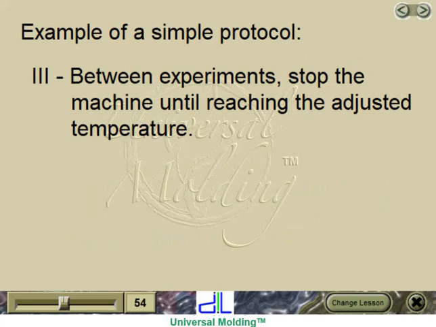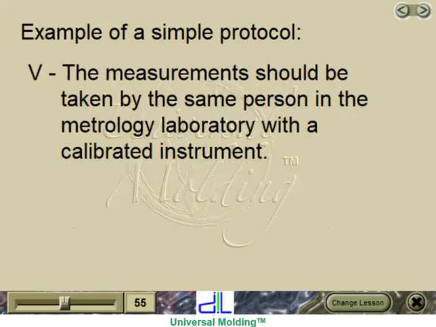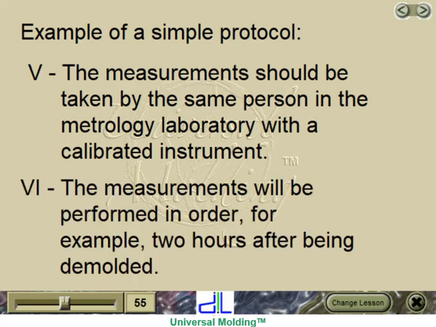3. Between experiments, stop the machine until reaching the adjusted temperature. 4. Once the temperature is reached and the machine is operating normally, wait 10 cycles to take the sample. 5. The measurement should be taken by the same person in the metrology laboratory with a calibrated instrument. 6. The measurements will be performed in order. For example, 2 hours after being demolded.